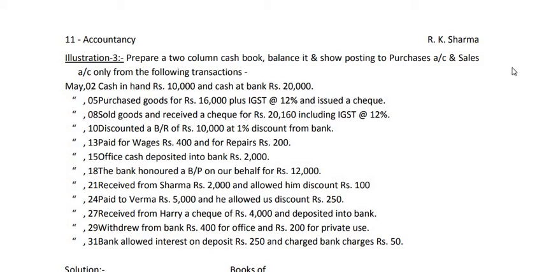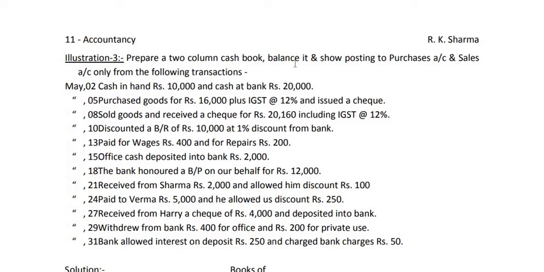Accountancy, chapter number 4, we are doing cash book. Till last class single column cash book is over and double column cash book was started. Now I am going to explain one illustration on double column cash book or two column cash book. So this is illustration number 3.